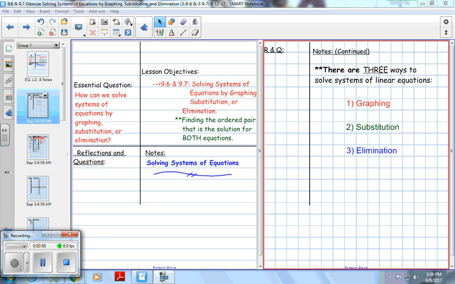Okay, welcome back. So our essential question is, how can we solve systems of equations by graphing, substitution, or elimination? And what we're going to recognize in this lesson is that the answer to a system is the location where the two lines intersect on a coordinate plane. So that's why we like to start with the graphing method of teaching how to solve a system, because it gives you a good visual example of what we're looking for. We're looking for these two lines to intersect on the coordinate plane.